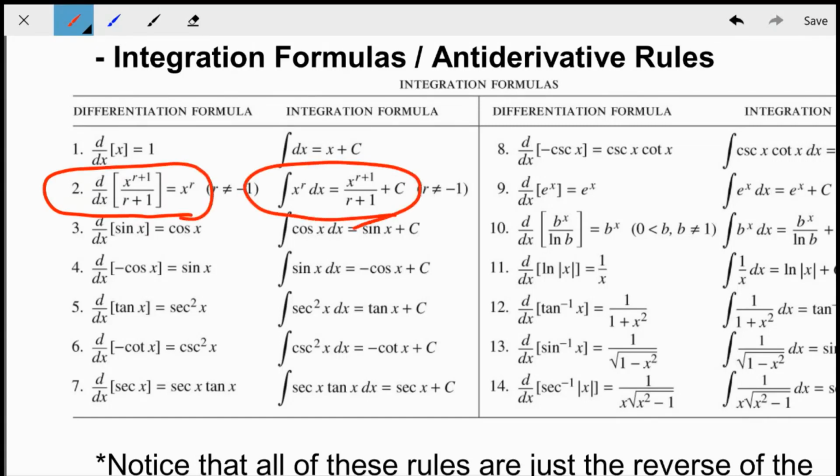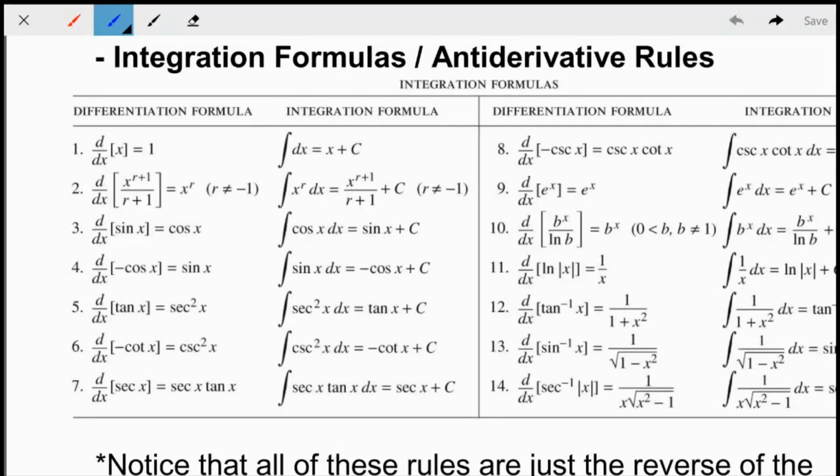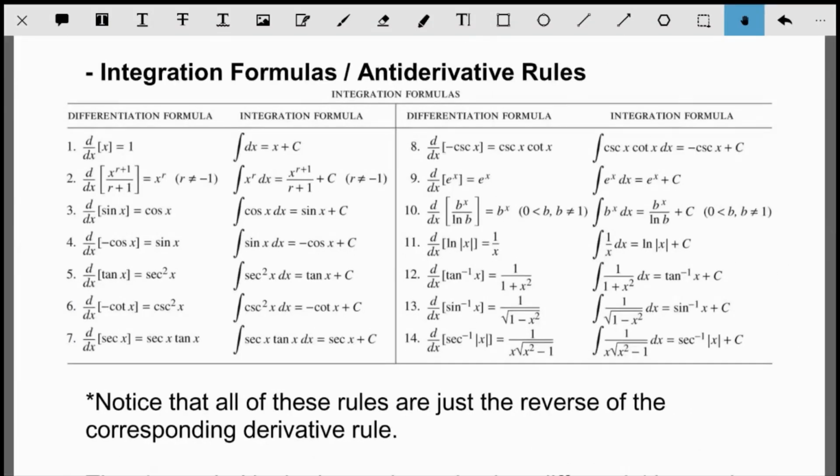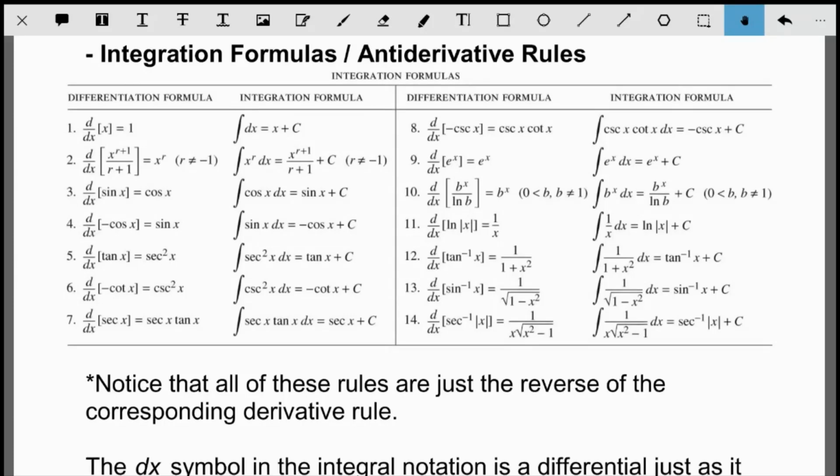Remember, when we do the power rule, we bring the exponent down and then we change the exponent to whatever it was, minus 1. Well, when we take the antiderivative, which is what we're doing here, we have to do the opposite of that. And notice if we have x to the r, we add 1 to the exponent and we divide by the new exponent. So that's the most common antiderivative rule, or if you want to call it an integration formula, that we're going to use. Now, the rest of these, I'll let you look at them on your own, but you will notice that they are essentially just the derivative rules in reverse.